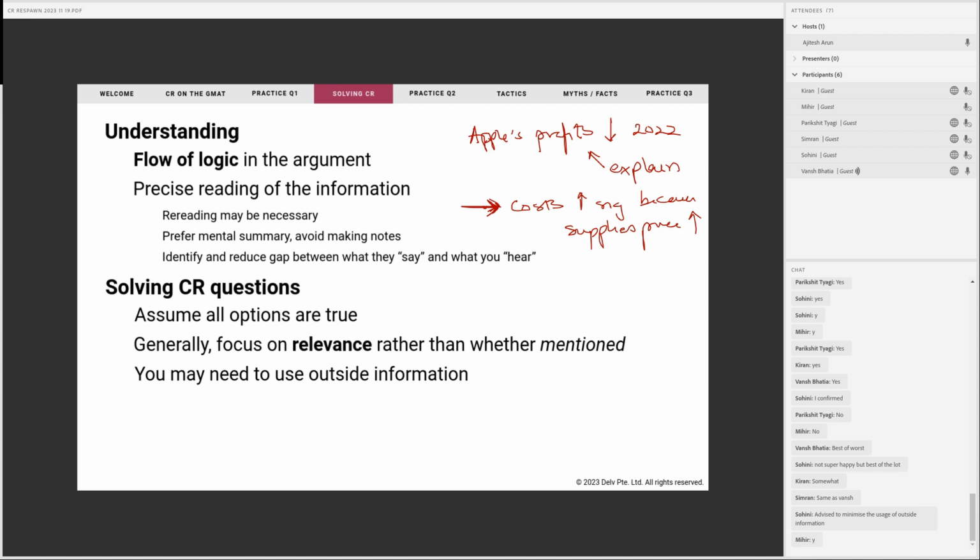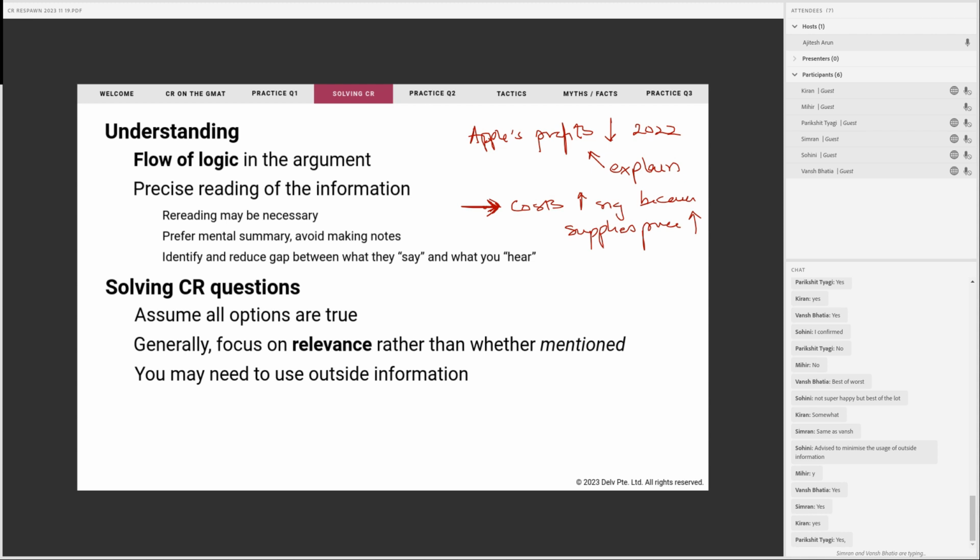Yes. Okay, let me give you one more piece of information. The other four options are definitely wrong, right? Or they're irrelevant. They have nothing to do with whatever we're talking about. The other four options are definitely wrong. Then would you be happy marking this as the answer? Okay, Mihir, Vansh, and Simran have said yes. Okay, Kiran's also said yes. Parikshit's also saying yes. Okay, got it.